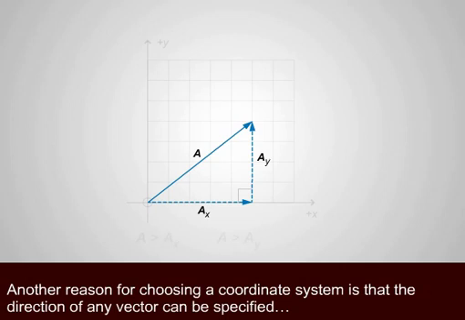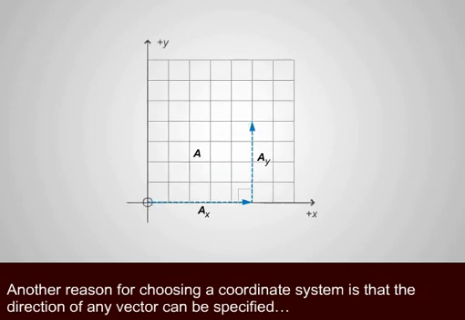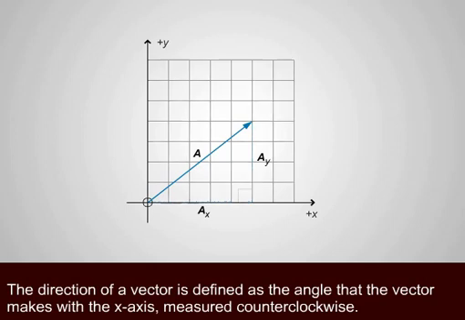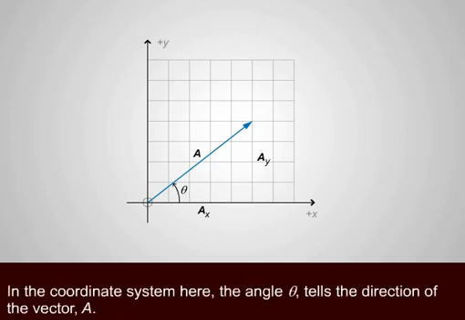Another reason for choosing a coordinate system is that the direction of any vector can be specified relative to those coordinates. The direction of a vector is defined as the angle that the vector makes with the x-axis, measured counterclockwise. In the coordinate system here, the angle θ tells the direction of the vector A.